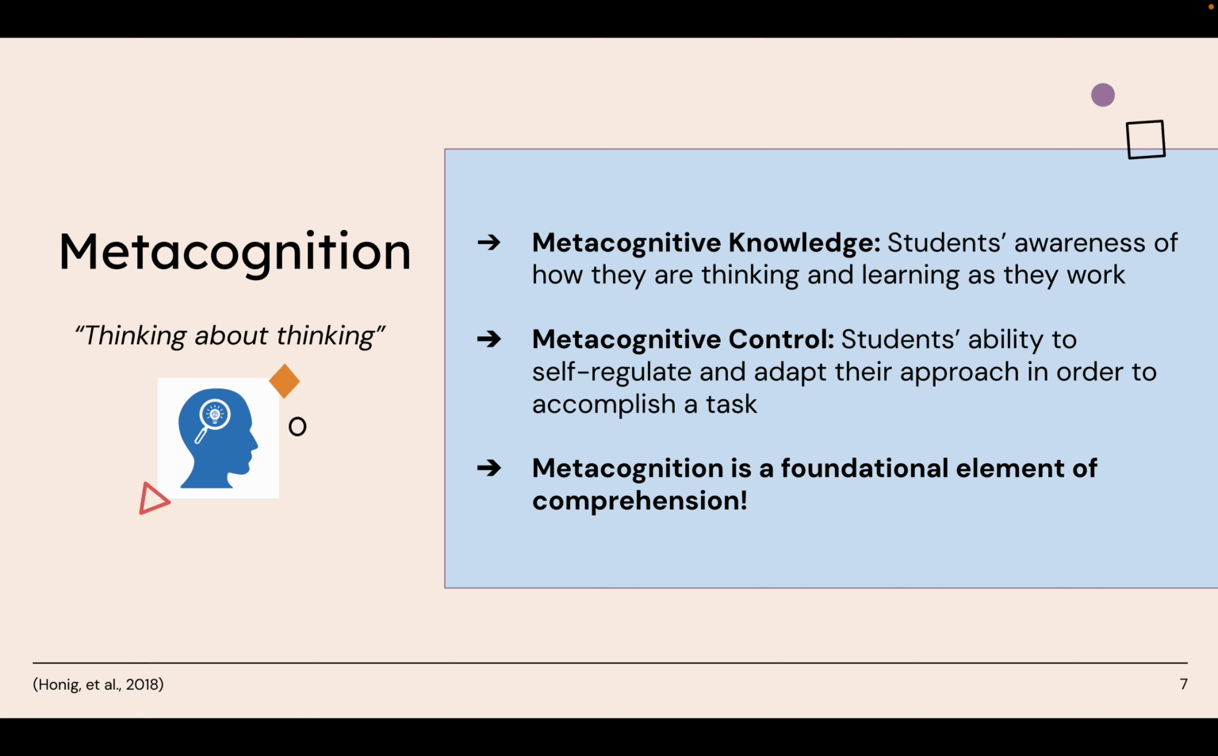And metacognitive control, which would be students' ability to self-regulate and adapt their approach in order to accomplish a task. So if we understand that we're lost halfway through a paragraph, we're going to stop, pause, and figure out a different approach in order to comprehend what we're reading. Maybe go back, maybe ask some questions, maybe revisit some notes. That's assessing our understanding and then adjusting our approach. Metacognition is really a foundational element of comprehension. All good readers engage in some metacognition as they're reading.